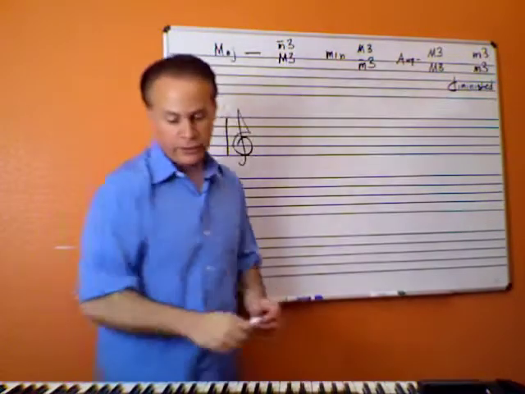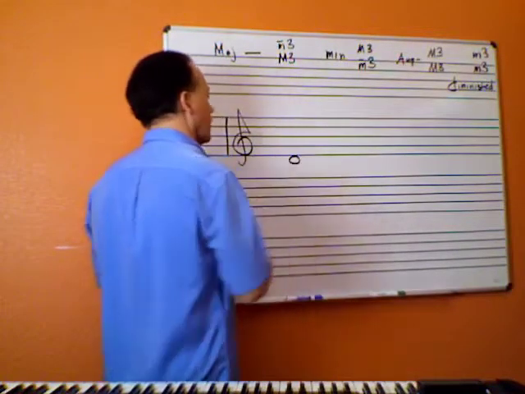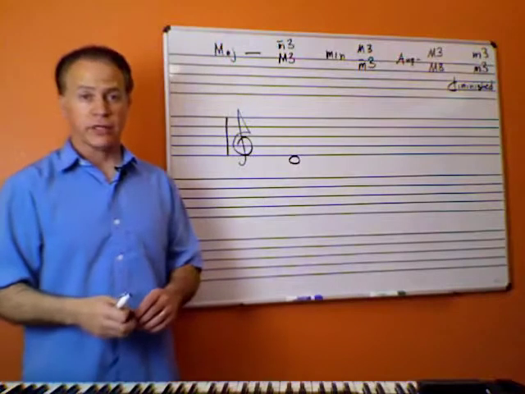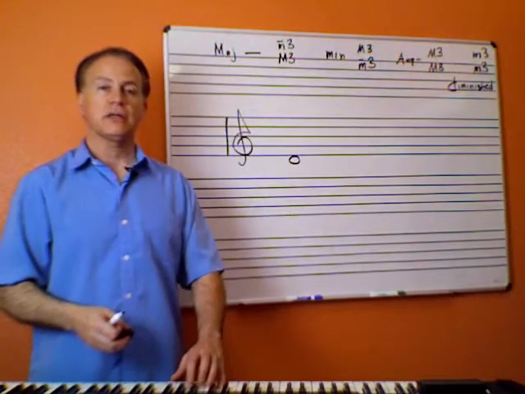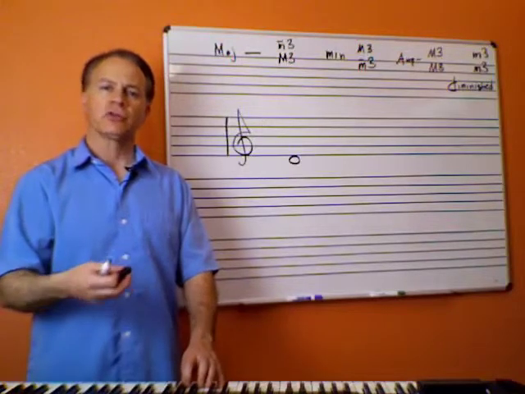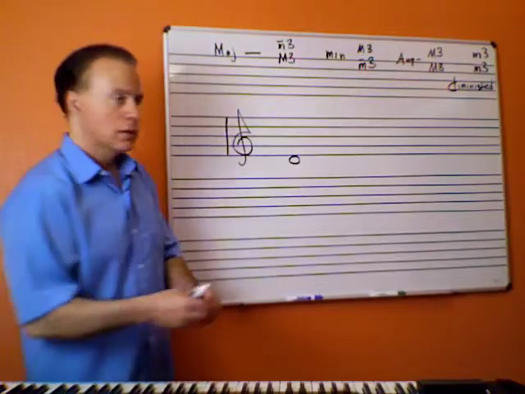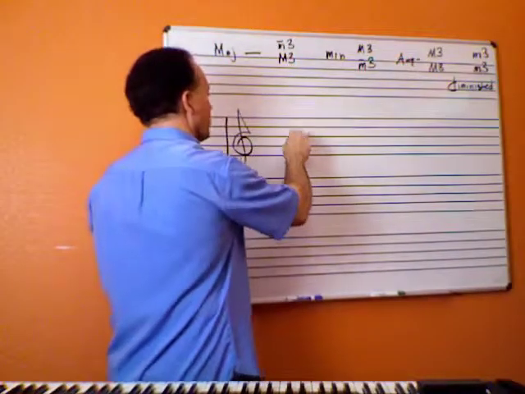Let's build a couple of the minors. First one I asked for is D minor. How about 1, 3, 5 of the D minor scale? That would be D, E, F, G, A. That's 1, 2, 3, 4, 5. So 1, 3, 5 would be D, F, and A. That would give us our D minor triad.